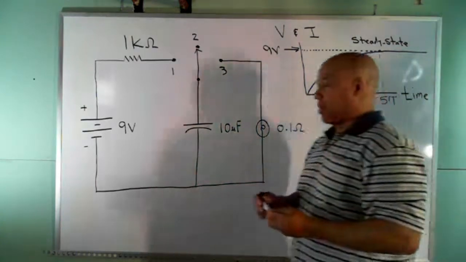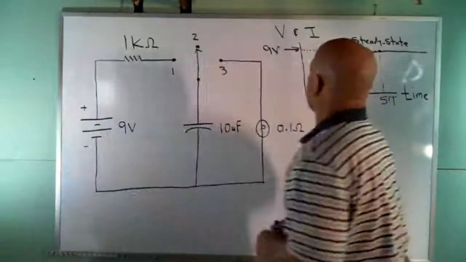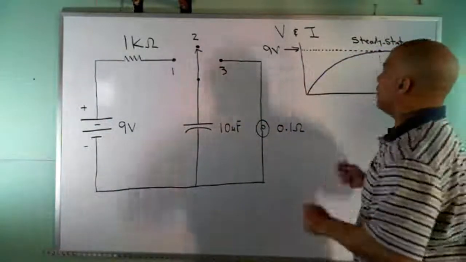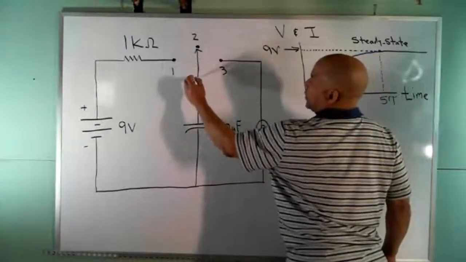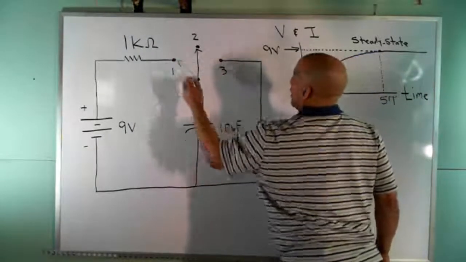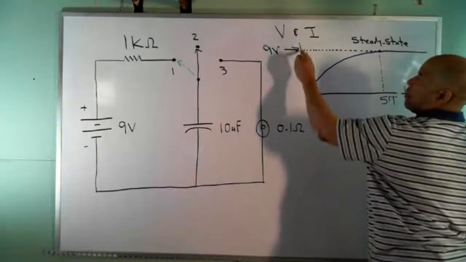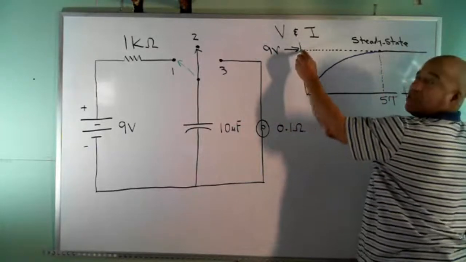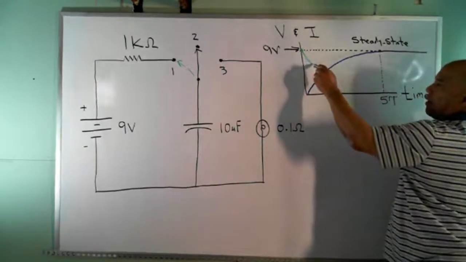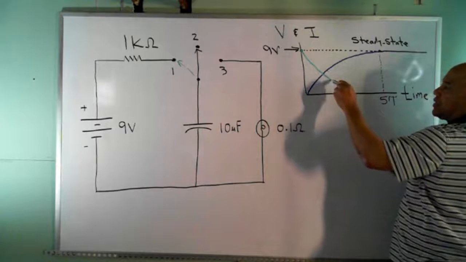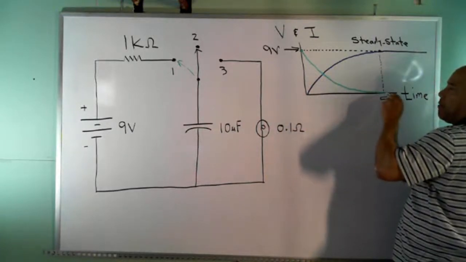But we also talked about last time the way current behaves in the circuit. Current is always decaying. So at t equals 0, when I move this switch from position 2 to position 1, the current's going to start off right here. So that's going to be max current. And then it's going to slowly decay. And after 5 time constants, the current is going to reach 0.